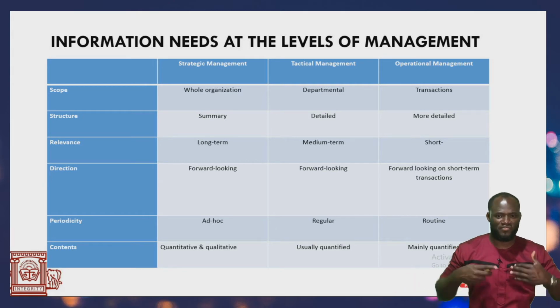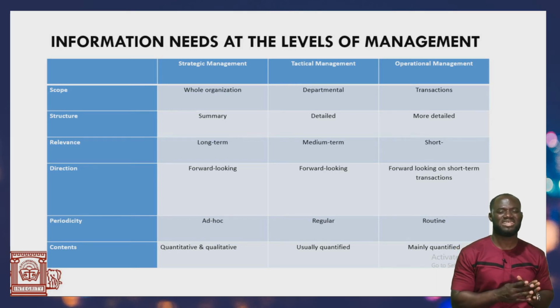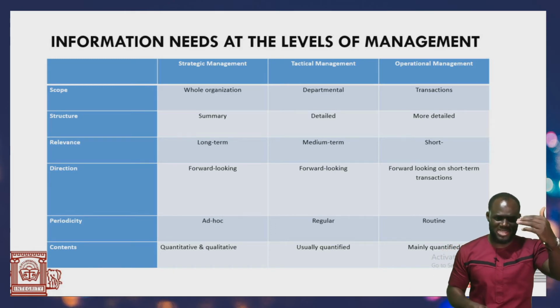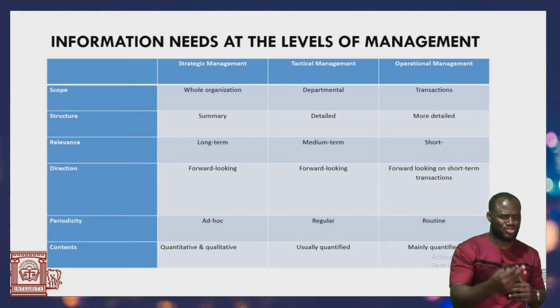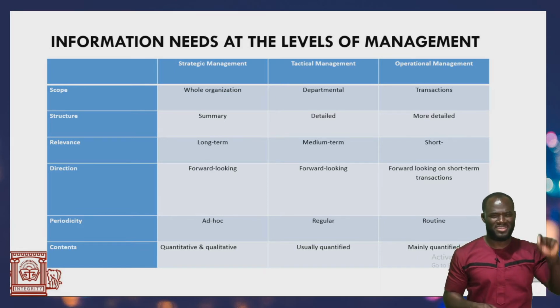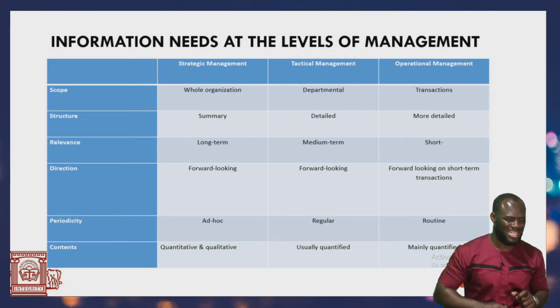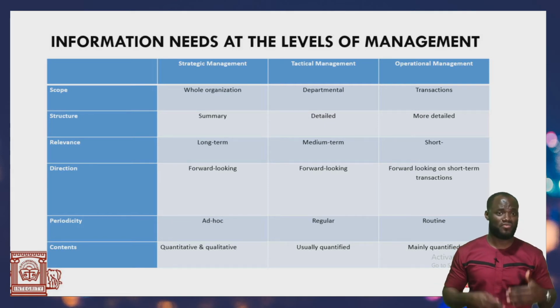The content of your information, the scope, the lines of communication, the period will always change because they are never the same. What a strategic manager needs is different from what the tactical manager will need. So for instance, if I'm reporting to my line manager as compared to reporting to the CEO, you can imagine the difference. How I'm going to communicate to my line manager will be different from how I'm going to report to the CEO, because the kind of information the CEO will need to make long-term decisions will be different from what my line manager may need to make regular routine decisions. So the distinction can be looked at in the area of scope.